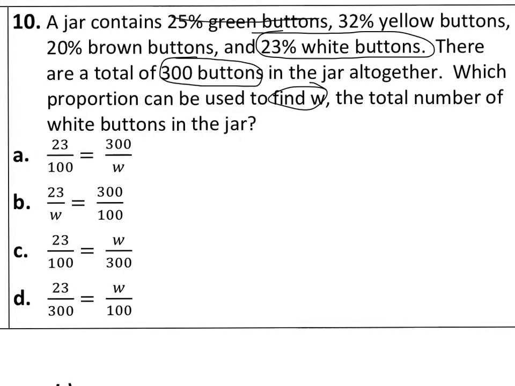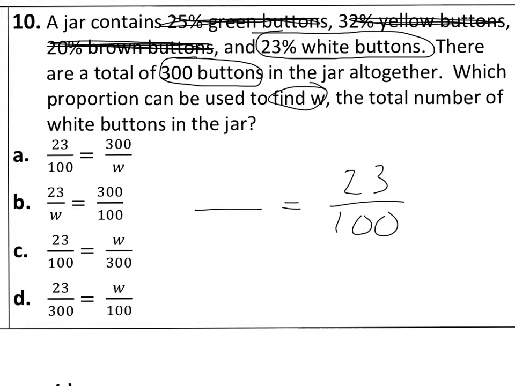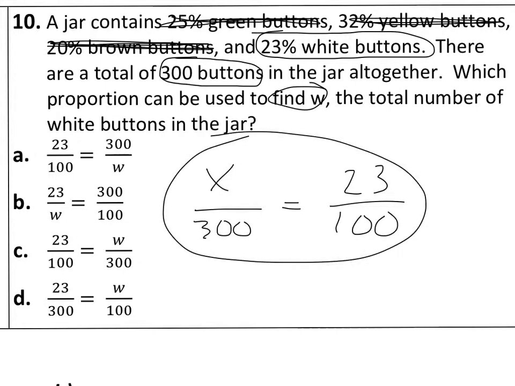In fact, these green buttons, unnecessary. Yellow buttons, unnecessary. Brown buttons, unnecessary. So we're looking for something with the 23% white buttons and 300 buttons. So I'm going to set up my proportion. I always start with 100, and we're looking for something that's 23% out of 100 because it's always percent over 100. Now, the total is 300 buttons. Not all of them are white, but some of them are. So the 300 represents the 100%, and some of them are going to be white. So I'm looking for something that's equivalent to this.